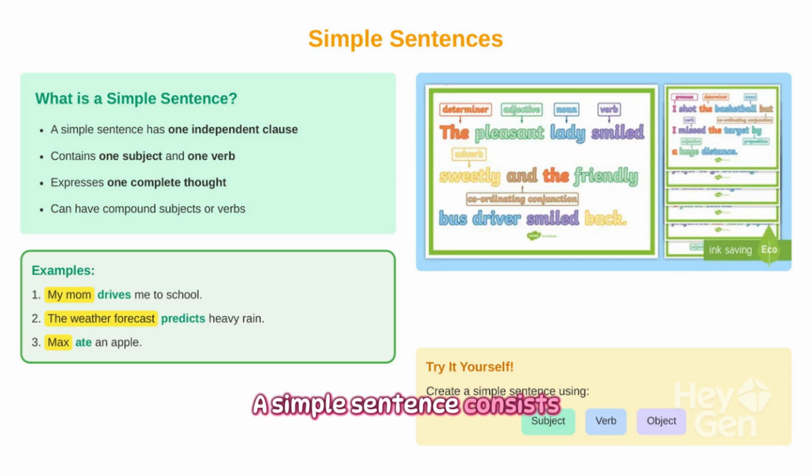A simple sentence consists of a single independent clause with one subject and one verb, expressing a complete thought. It can include compound subjects or verbs. For example, my mom drives me to school, or the weather forecast predicts heavy rain. Try creating your own using a subject, verb, and object.